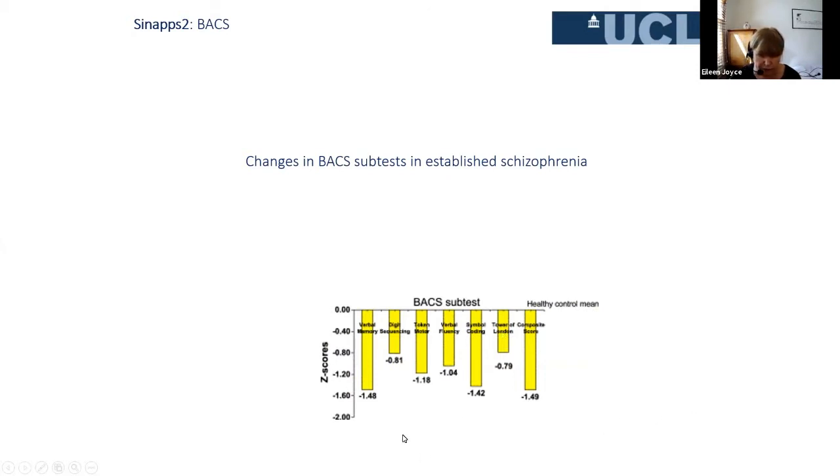We see in patients with chronic established schizophrenia that they are impaired on every single subtest compared to the healthy control mean. The healthy control mean is set across this line here, and this is the group performance of patients with schizophrenia. We see that they're impaired between 1 and 1.5 standard deviations below the healthy control mean, showing that patients with schizophrenia have generalized cognitive impairment affecting many different cognitive functions.